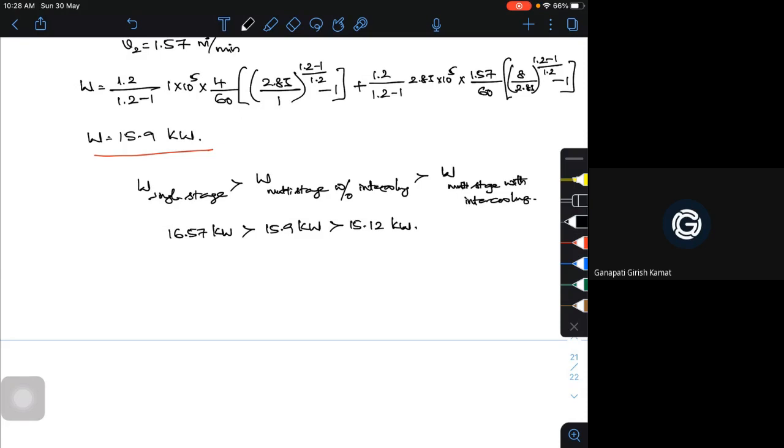Now if I try to go in terms of percentage, what is the percentage I am trying to save here? Roughly around 4 to 5% or 8 to 10%, something like that, we are going to save in terms of power. If I take the difference, 16.57 by 15 divided by 16, I am getting roughly around 4%. If I go with respect to multi-stage with intercooling, I'll be roughly saving around 8 to 9%. So that is the amount of power saving which we are going to get when we go for multi-staging with intercooling.